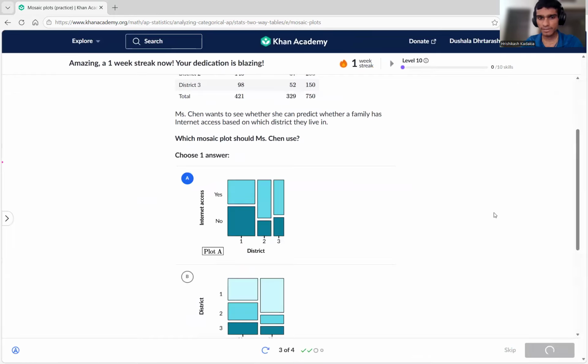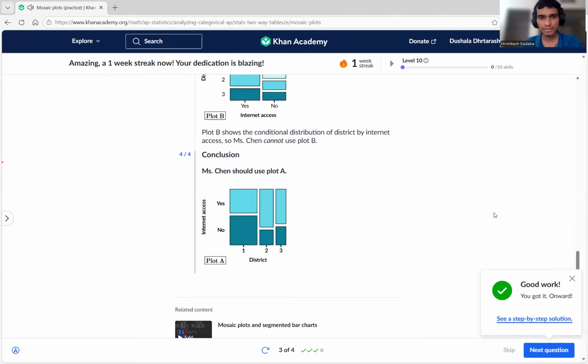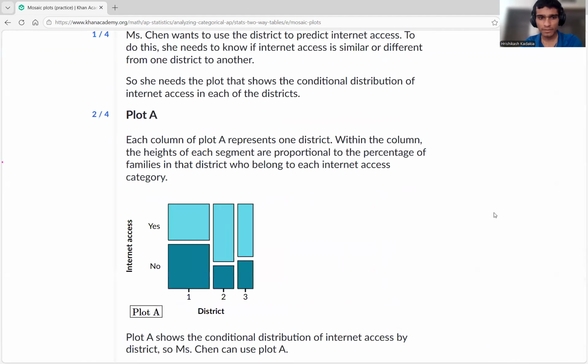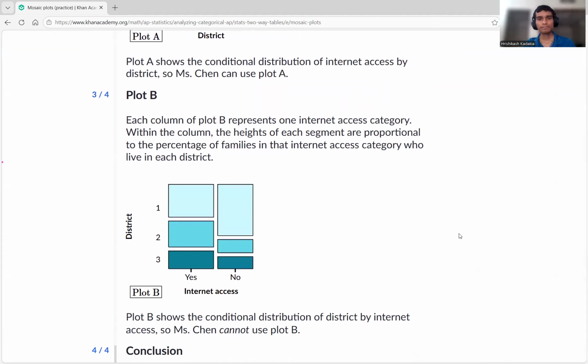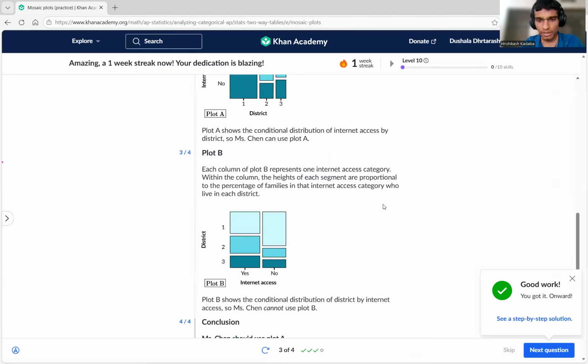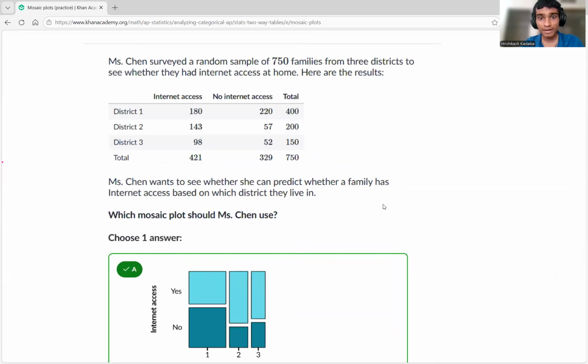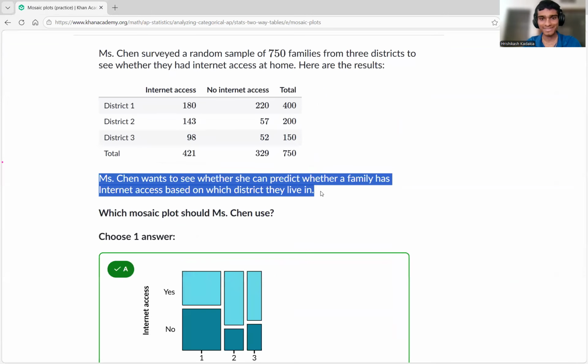Well, let's check A and see if that is correct or not. Okay, it's correct. Let's see the explanation here. What was wrong? Because A was correct, that we know. But for B, conditional distribution of district by internet access, so we get... Oh yeah, B is actually correct, but what they want here is, this one's important here. I see.